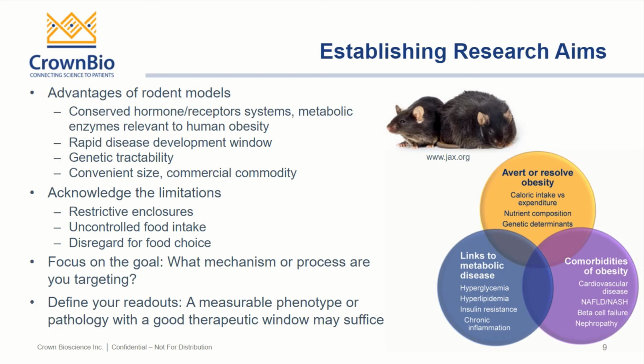It's important to clearly define a focus so you can accentuate obesity in ways that enable treating a target of interest. Are you simply looking at altering appetite or energy consumption, or are your readouts crucial to measures of metabolic disease like hyperglycemia and insulin resistance, or to comorbidities like liver and kidney disease? Despite their limitations, a measurable phenotype or pathology with a quantifiable window for therapeutic efficacy is typically sufficient, even when animal obesity does not mimic all facets of the human condition.